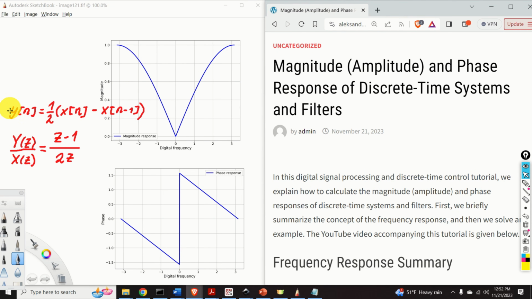We will consider the system shown over here, and we will explain how to compute its transfer function and then how to analytically compute its magnitude response shown over here and its phase response shown over here.